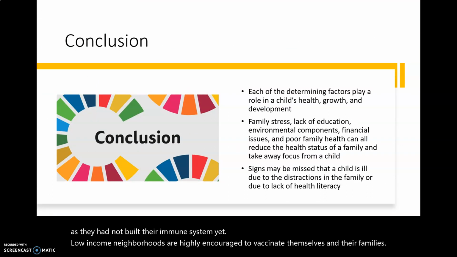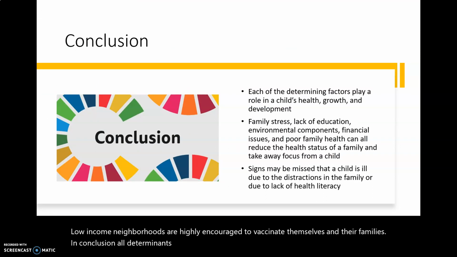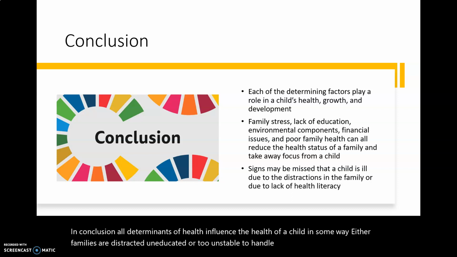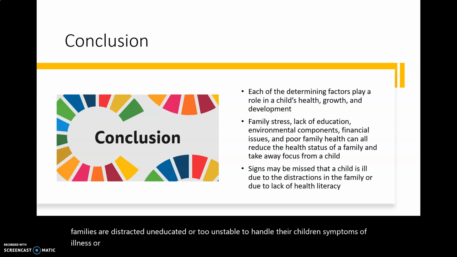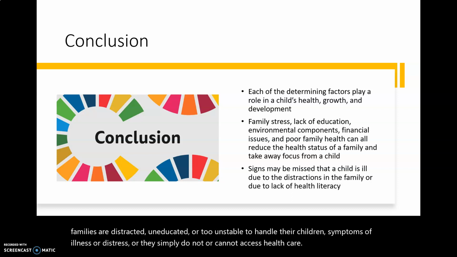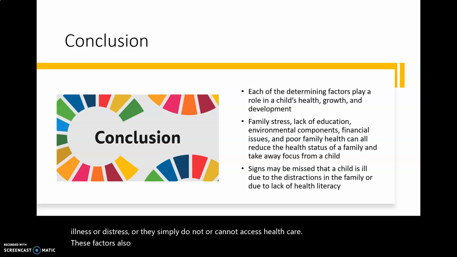In conclusion, all determinants of health influence the health of a child in some way. Either families are distracted, uneducated, or too unstable to handle their children's symptoms of illness or distress, or they simply do not know or cannot access health care. These factors also decrease the health status within the home. Stress causes weakened immune systems and increased prevalence of illnesses.